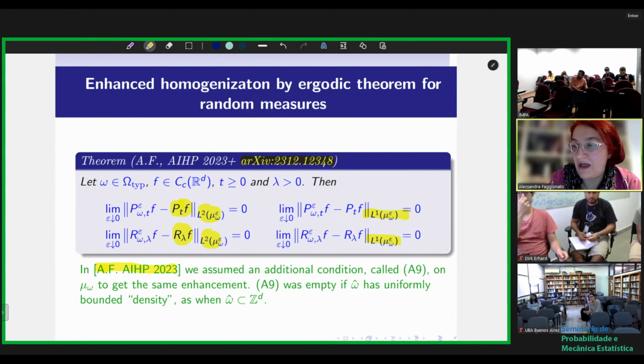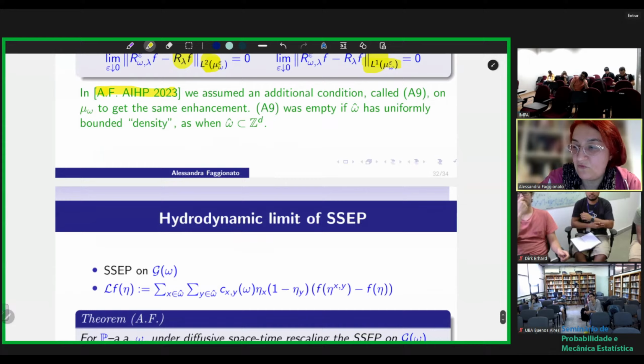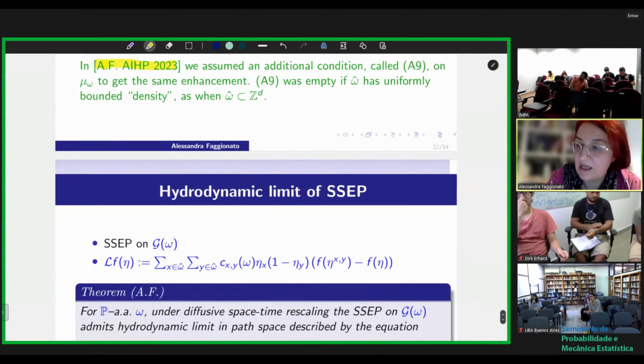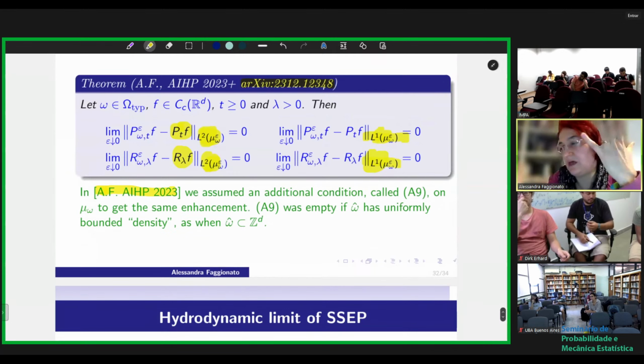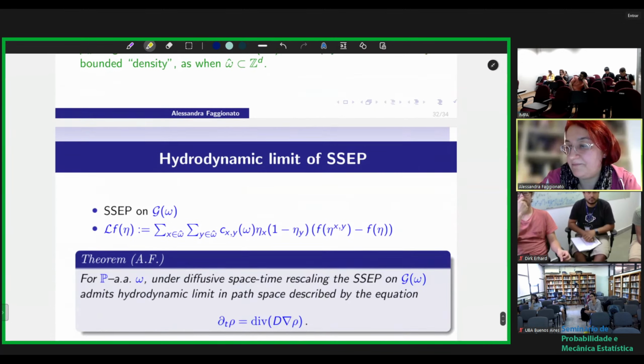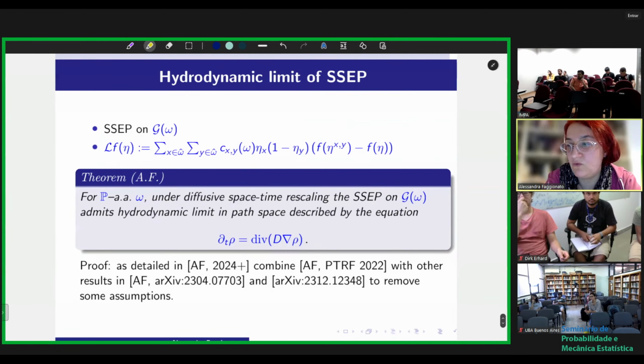And now I conclude by saying why we are interested in this kind of convergence. Because they are at the basis of the proof, for example, of hydrodynamic limits. They are already a form of central limit theorem, but this is exactly the form that you need, for example, when you want to prove the hydrodynamic limit of the symmetric simple exclusion process.